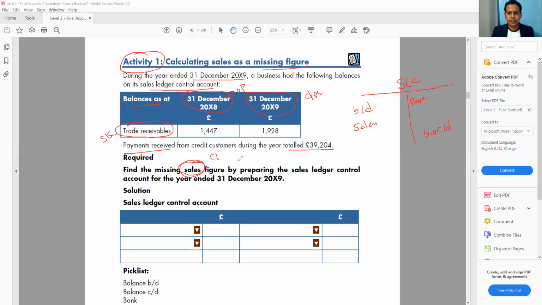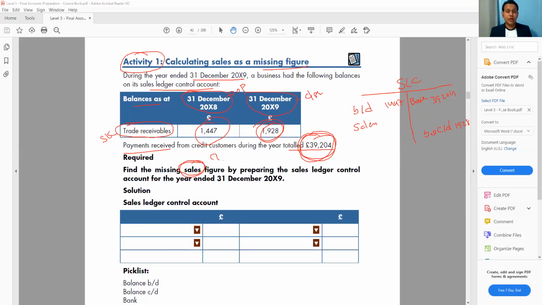So let's have a look. The opening balance we have is 1447. The closing balance we have is 1928. The bank, what we received from the customers, is 39,204. So this is the total story. We have an opening balance of 1447, a closing balance of 1928, and after that the customers paid me 39,204. I don't know how much my credit sale was. This is the question. The question said find the credit sale. So all you need to do is find the credit sale.